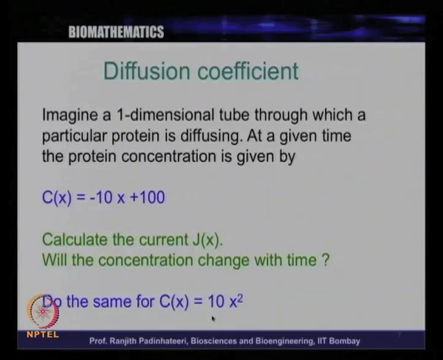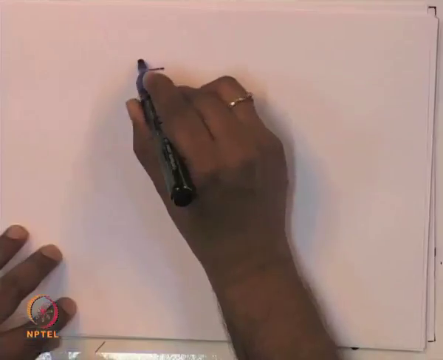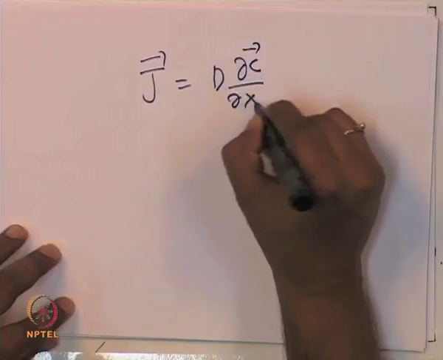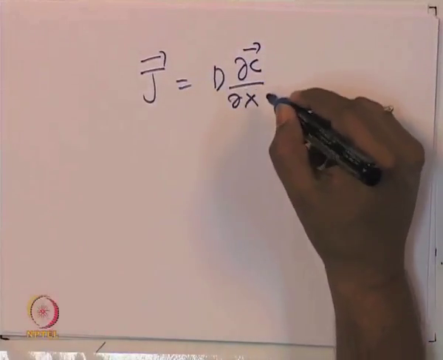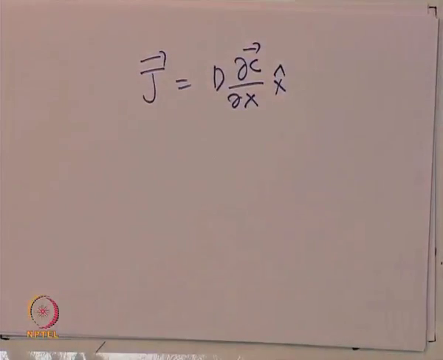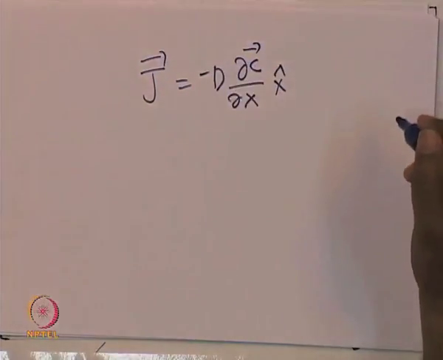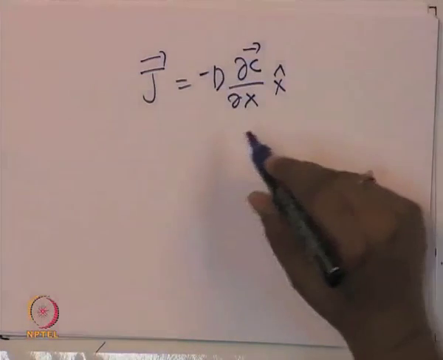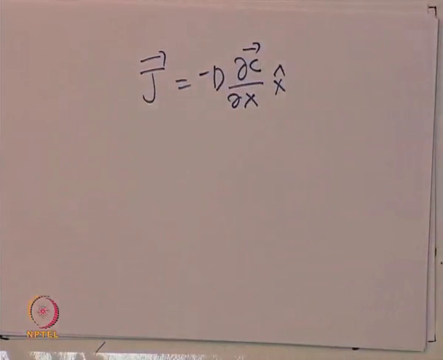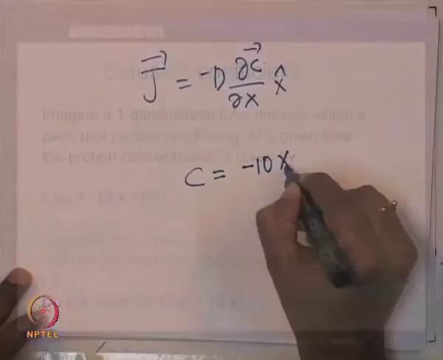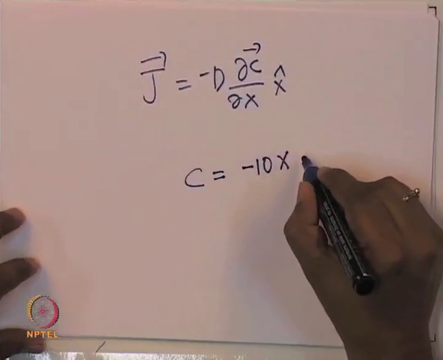So, the first question is calculate the current. We learned that the current J is basically minus D del C by del x, in the x direction. This is the definition of J. Now let us look. We have C is equal to minus 10 x plus 100.